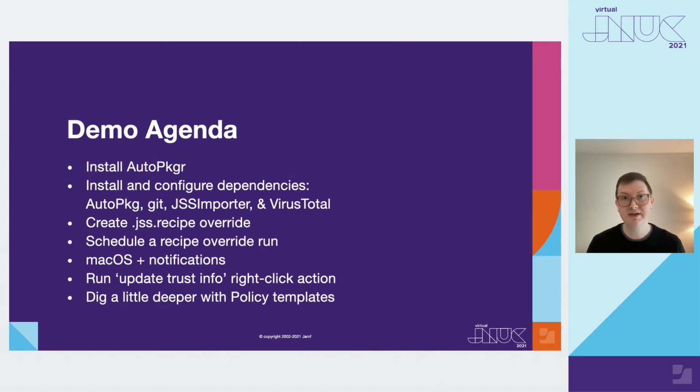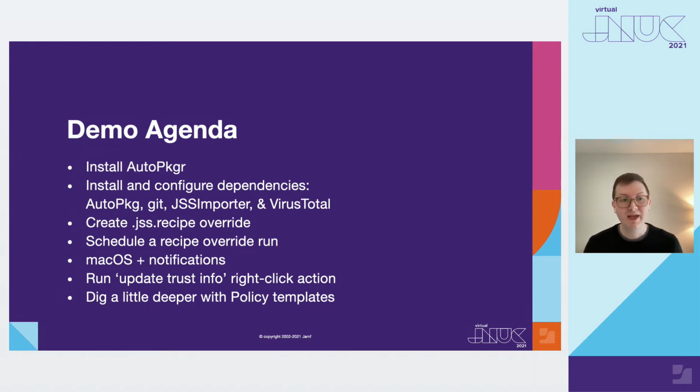So before we get into our demo, I want to take time to go over the demo agenda. Today, we're going to install the AutoPackager macOS app, and we're going to use it to install and configure the command line dependencies. That is AutoPkgr, the JSS importer post-processor, and the VirusTotal analyzer post-processor.